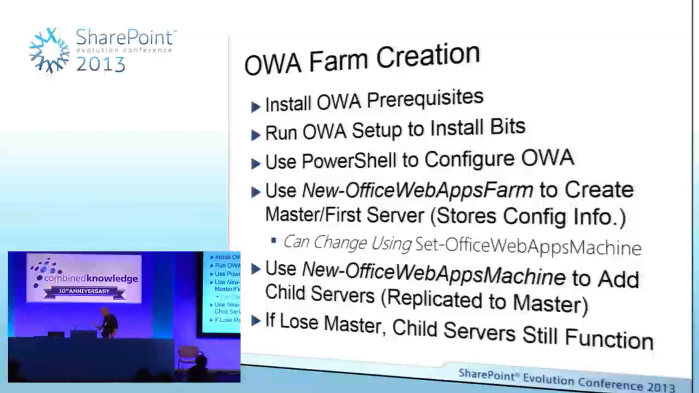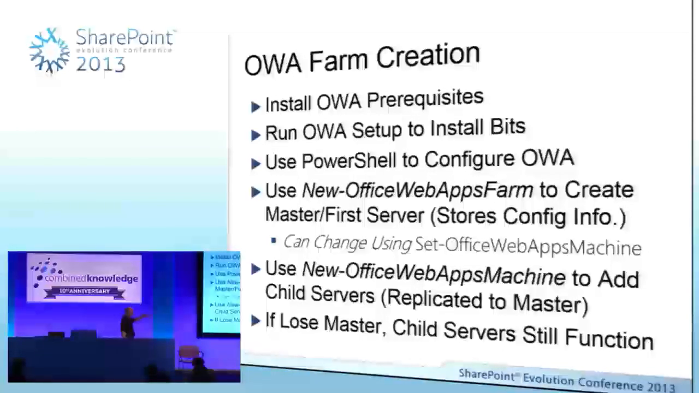Now, what if I have a three-server farm and we have problems with the master server? I can use Set-OfficeWebAppsMachine to take one of my other servers and make that the master server. It'll move that config information over there for you. So you're not stuck with one server being the only one that can host that configuration information. If I want to add additional servers, I use New-OfficeWebAppsMachine to add additional servers. I'll show you the command just a little bit on that. I've got it on one of these slides.